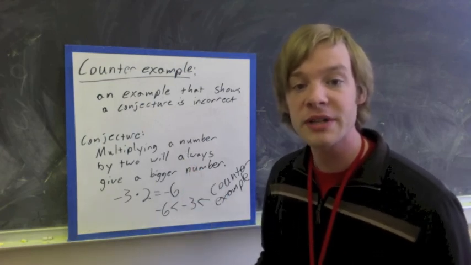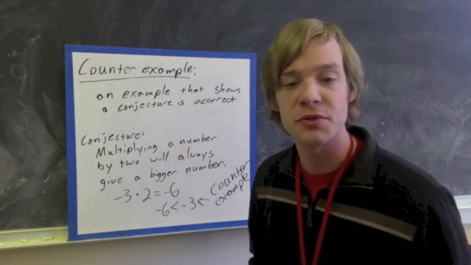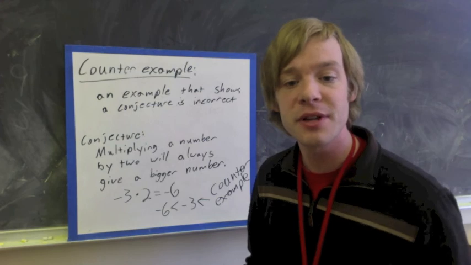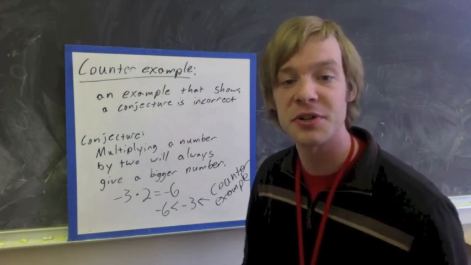And all we need is one counterexample to say that a conjecture is not true. So if there is a single example of when this is not true, it means that our conjecture is not true.